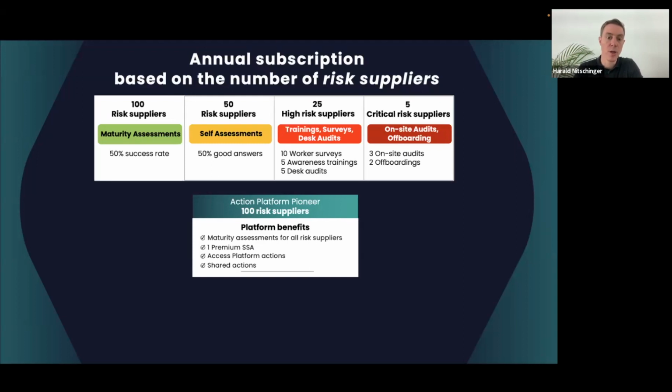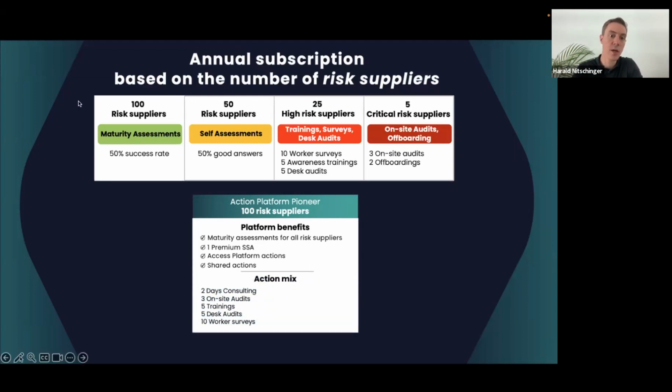And the package is, as shown here from this example case of 2,000 initial suppliers and 100 risk suppliers, built on having access to all of the benefits of the platform: shared actions, platform actions, maturity assessments, and then a certain mix of actions that will also be tailored to our customers. Some customers might have more necessity or impulse to do audits. Some customers would like to be more on the, let's say, efficient and digital measures like worker surveys and trainings. But this action mix is not set in stone.